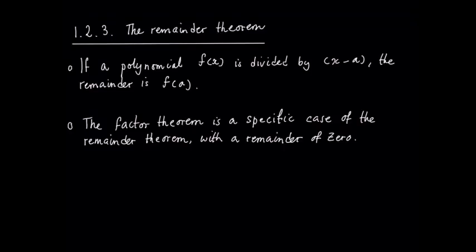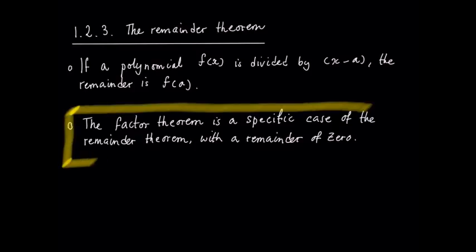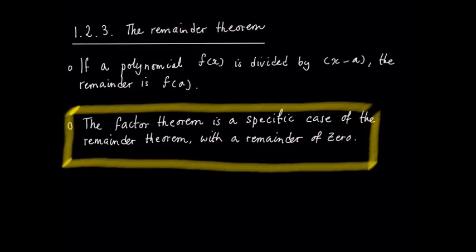In the final part of this lecture, we'll consider the remainder theorem. The remainder theorem states that if a polynomial f of x is divided by x minus a, the remainder is f of a. You may be able to realise from that the factor theorem is a specific case of the remainder theorem, but the remainder is 0. Let's have a look at the first example then.